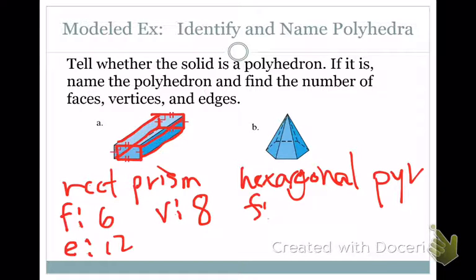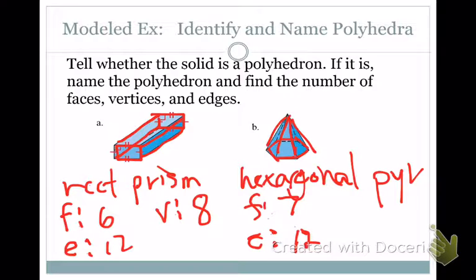How many faces does it have? Yep, 7 faces. Number of edges. How many edges does it have? We can count them again. We've got the 6 in the hexagon. There's 6 there, and then each side coming down is 1. And there's 6 of those, so that would be 12. 12 edges.